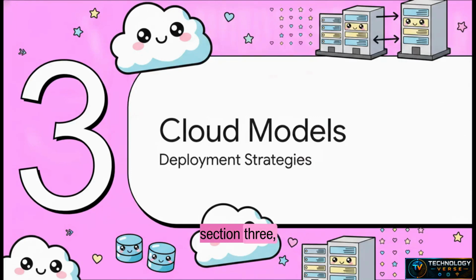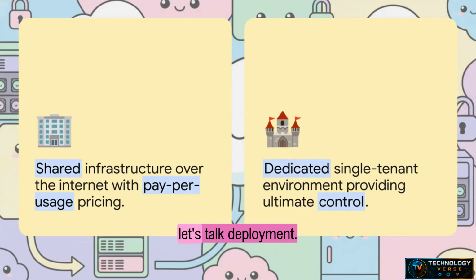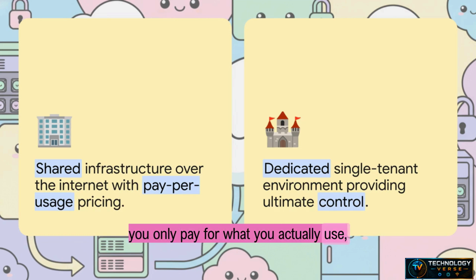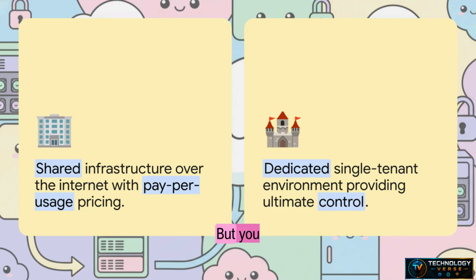All right, Section 3, Choosing your cloud model. Okay, let's talk deployment. Think of the public cloud kind of like renting a super convenient, fully serviced apartment. It's a multi-tenant environment hosted by providers like AWS, Google, or Azure. It's highly elastic, you only pay for what you actually use, and you totally bypass all those huge upfront hardware costs. But you are sharing the building with other tenants.